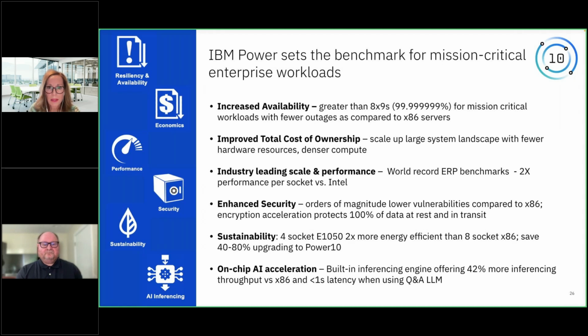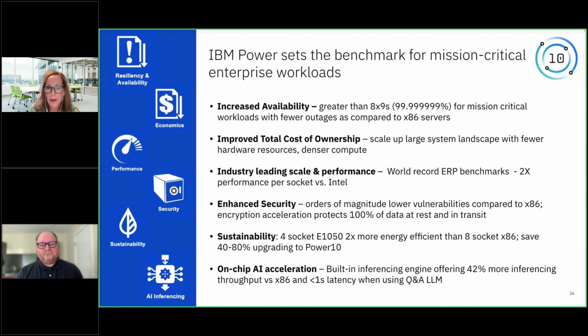And last but not least, when we introduced our latest generation of hardware, Power 10, we introduced on-chip AI acceleration. So we built the inferencing engine right onto the chip. And that's another area where we've seen really impressive performance results. As an example, you can inference a large language model in less than a second. And we offer 42% more inferencing than the other choices that are out there.